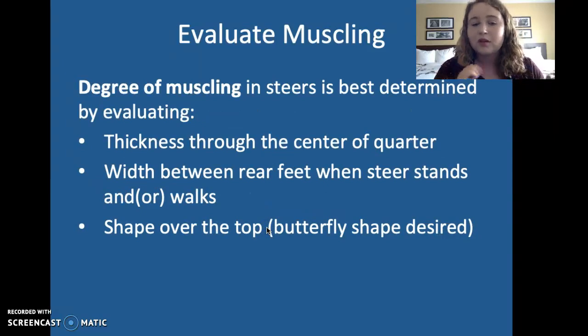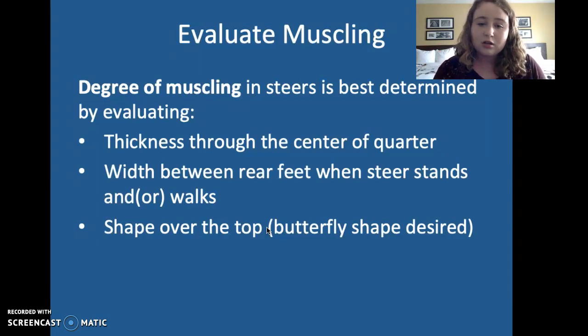Okay, degree of muscling. In steers, it's best determined by evaluating the thickness through their center quarter. The quarter is in the back leg. Also the width between the rear feet when the steer stands or walks. So you don't want them to be this close, with their hocks touching. You want them to be wide so then they can have more muscle on them.